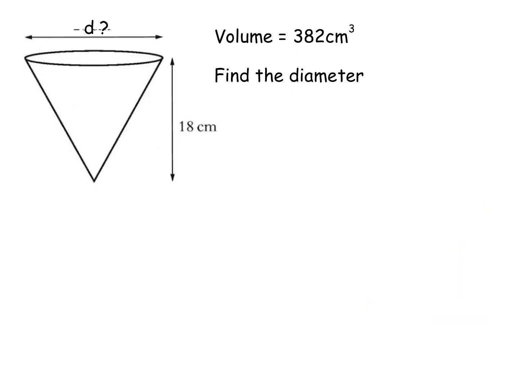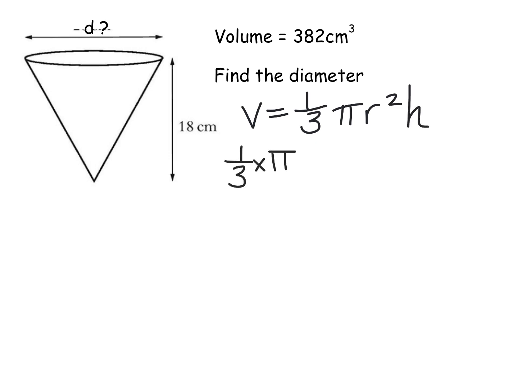Okay, last shape. Still a cone, but this time it wants a diameter. Now, diameter isn't part of my formula, but radius is. So we're going to find the radius in this one and hence get the diameter. So we're going to start with V equals 1/3 pi r squared h. We're then going to plug in our numbers. So 1/3 times pi times my radius squared, because I don't know my radius, times 18 gave me 382.